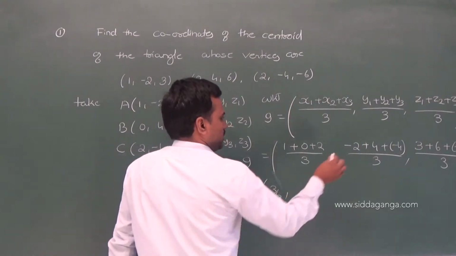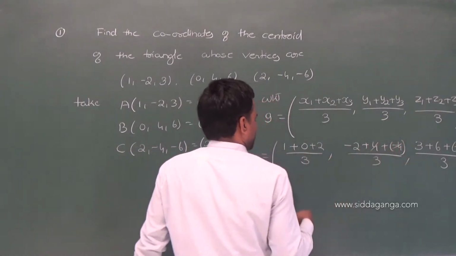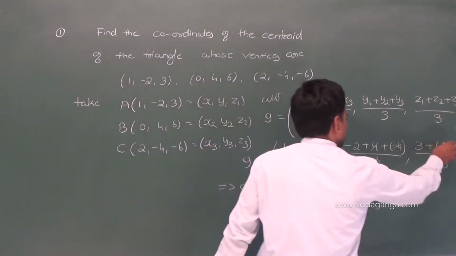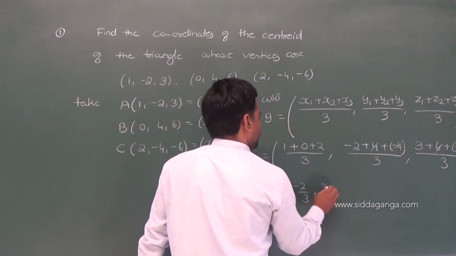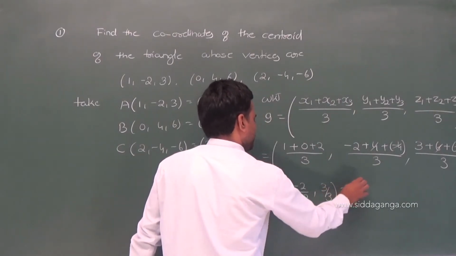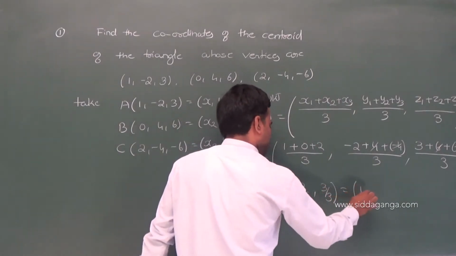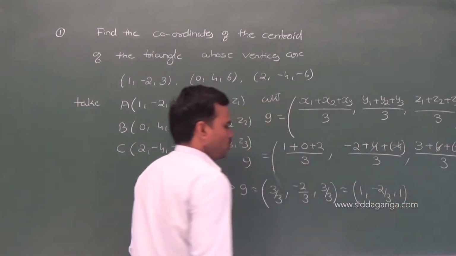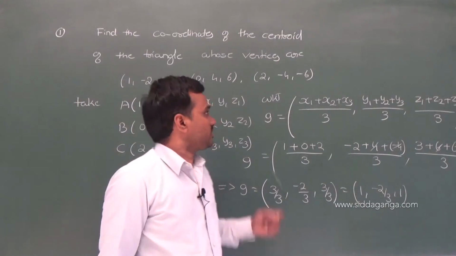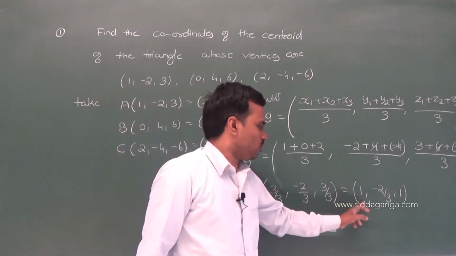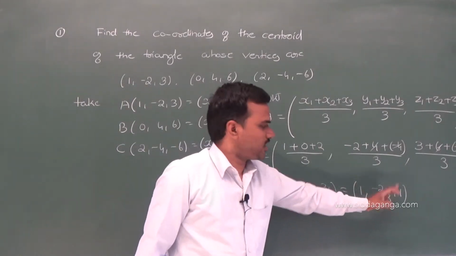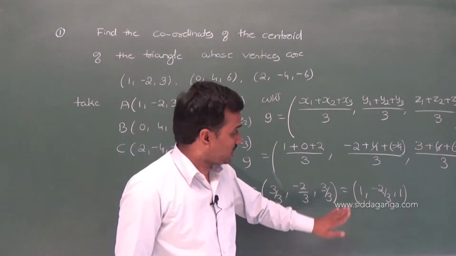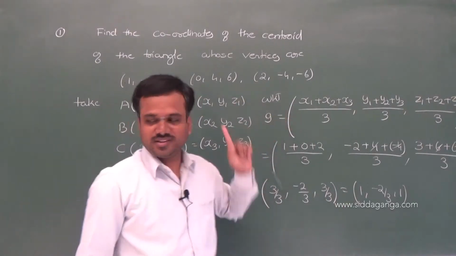Minus 4 plus 4 get cancelled, leaving minus 2 by 3. Plus 6, minus 6 get cancelled, leaving 3 by 3, which is how much? 1. So the coordinates of the centroid for the given vertices are 1, minus 2 by 3, and 1. Understand? Here it is very important. We solve another type of problem regarding this formula.